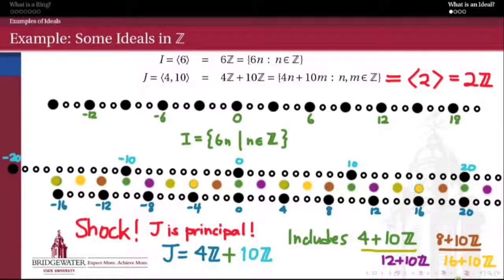So even though it looked like this ideal had two different so-called generators that comprise it, it turns out not really to be the case. Really, this is a principal ideal generated by 2. In fact, and this is a fact you would have to prove using a little bit of number theory, every single ideal inside the integers is a principal ideal. The integers are what's called a principal ideal domain.